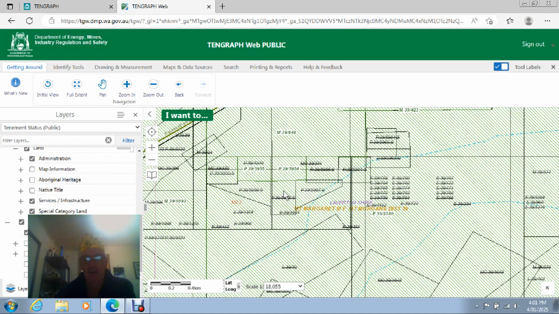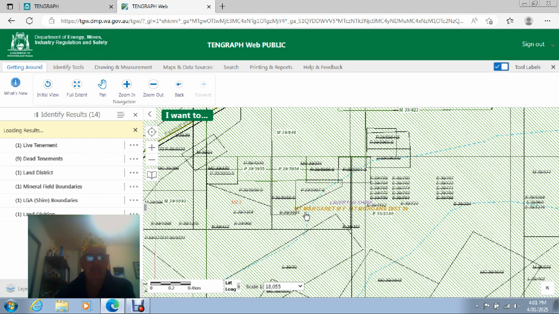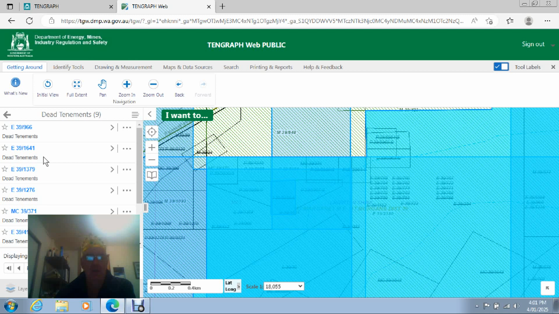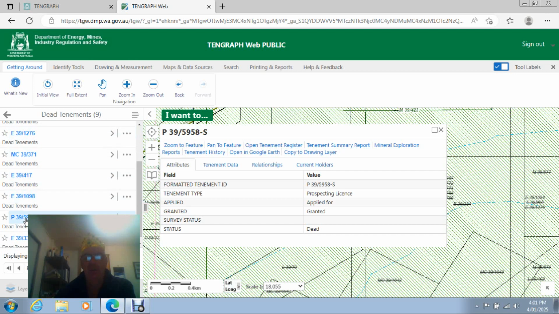I'm right-clicking with my stump and find data on the map. Dead tenements. Scroll down until my tenement that I'm interested in is highlighted, and there we go.